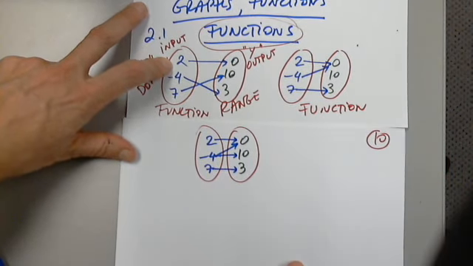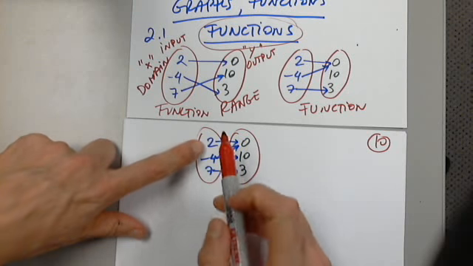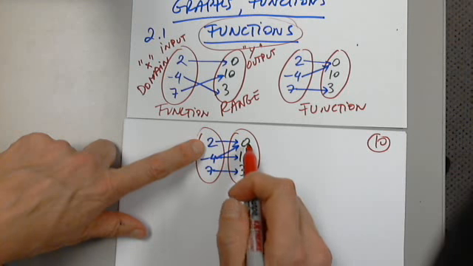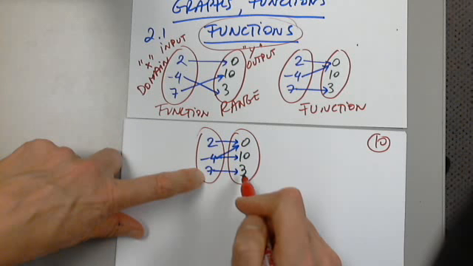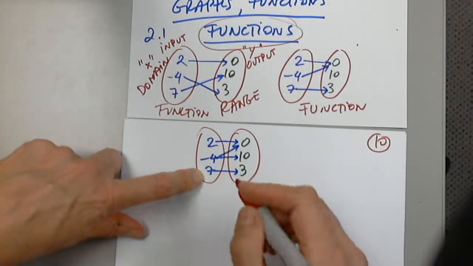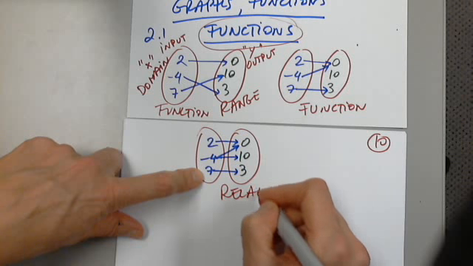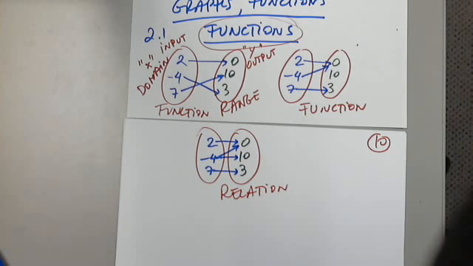Very good. Let's analyze the last one. 2 corresponds to 0. Negative 4 corresponds to 0 and 10. 7 corresponds to 3. It's called a relation. It exists, it's possible, but it's not a function. Here's the next question I have.